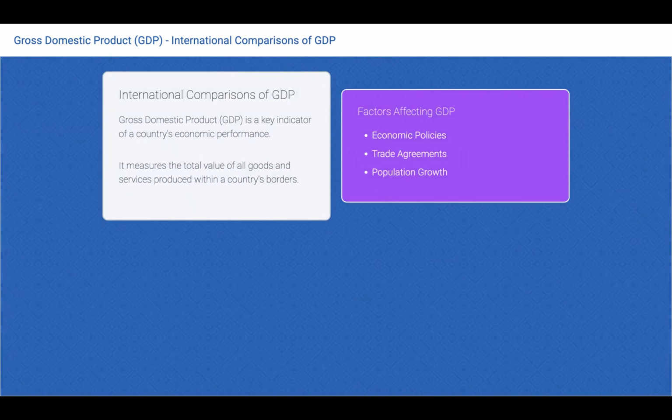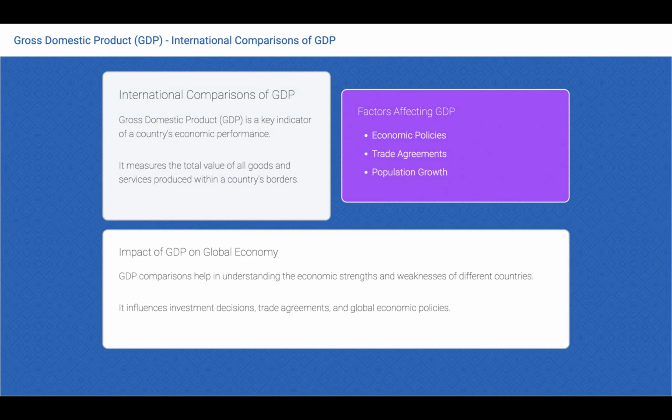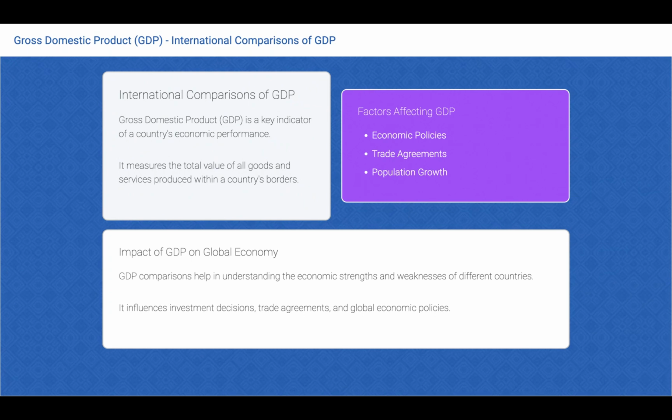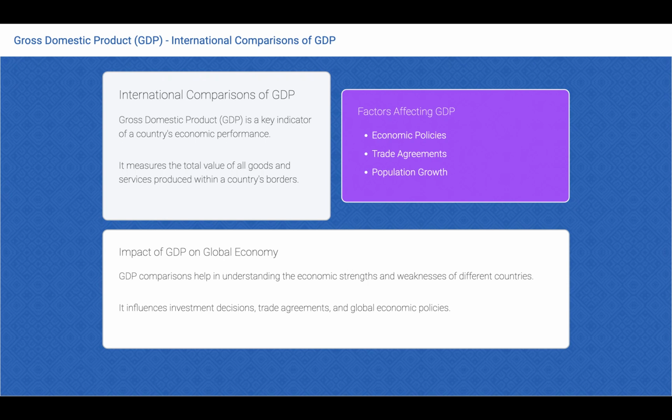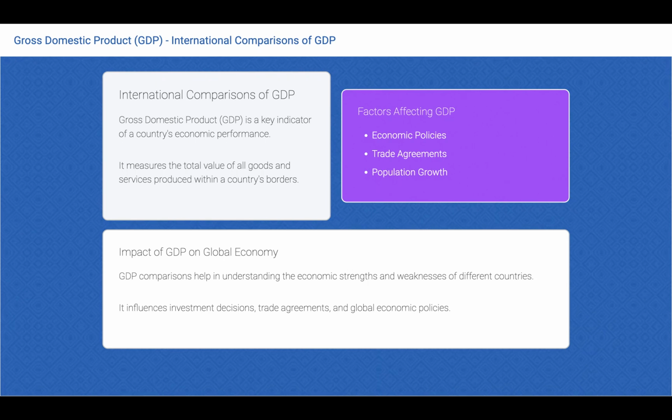Understanding GDP comparisons is crucial for analyzing economic performance across countries. It provides insights into the overall economic health, productivity, and standard of living. By comparing GDP figures, policymakers, investors, and analysts can make informed decisions about investments, trade partnerships, and economic strategies.